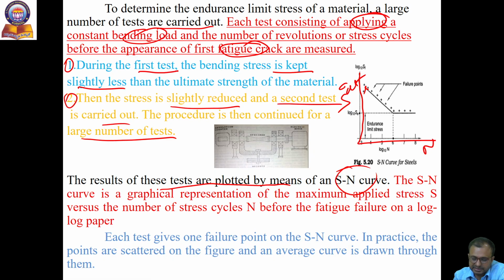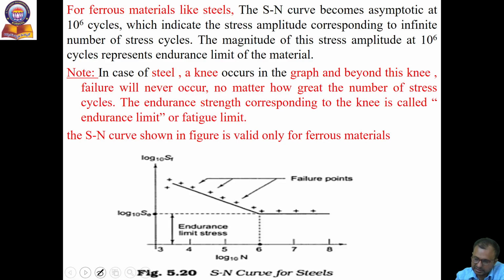The S-N curve is nothing but a graphical representation of the maximum stress versus the number of stress cycles, N, before fatigue failure on a log-log graph. We are plotting these failure points on the log-log graph. Each test gives one failure point on the S-N curve. In practice, the points are scattered, like this. The average value is drawn through them, so the curve is drawn through the average points.